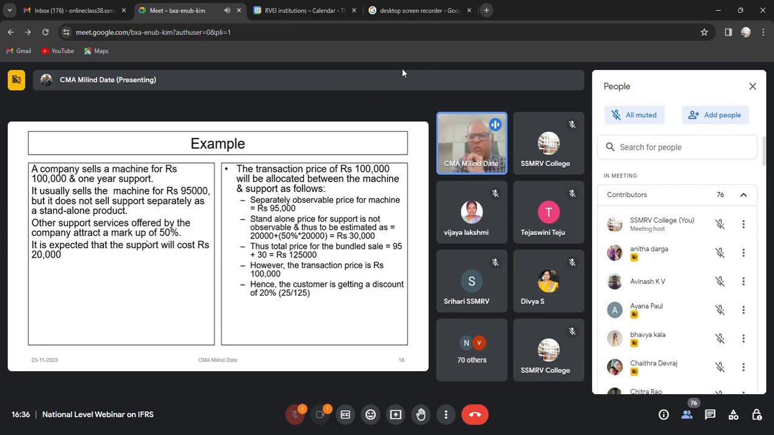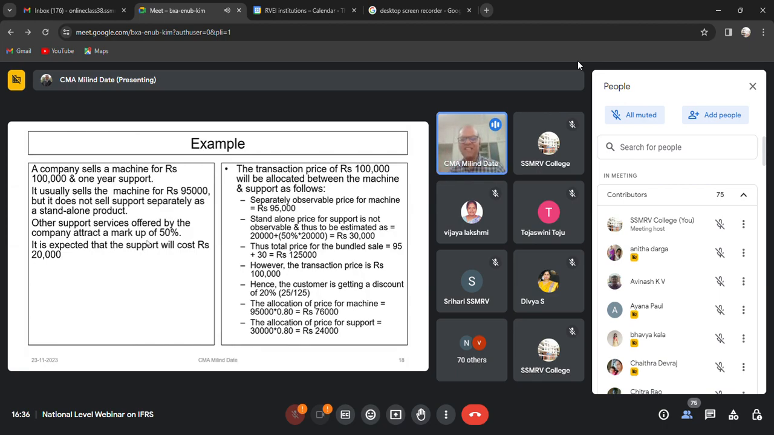So the price of the machine will be how much? 95,000 less 20%. So the price of the machine will be 76. Price of the support, 30,000 into 80%, which is 24,000. 76 plus 24 is 100,000.